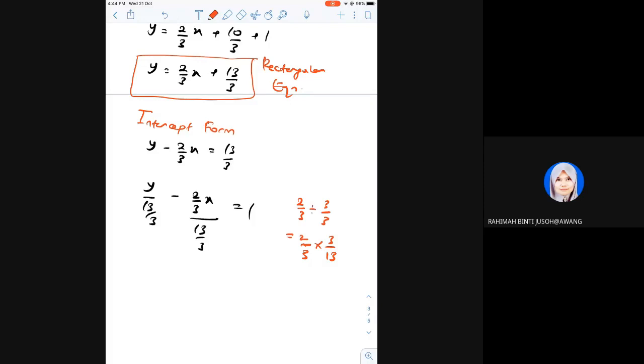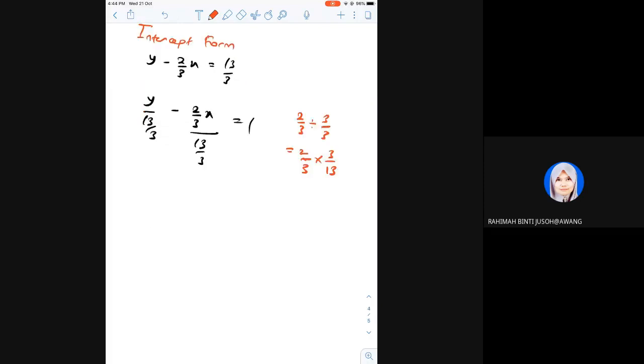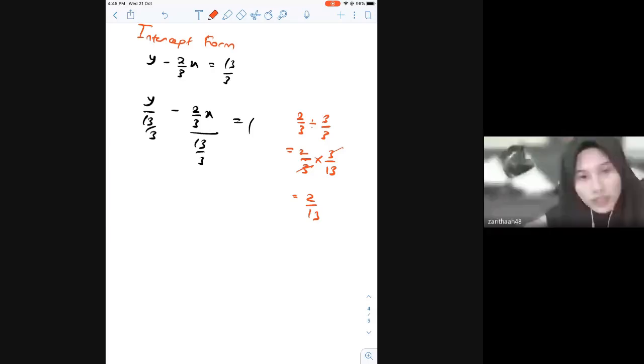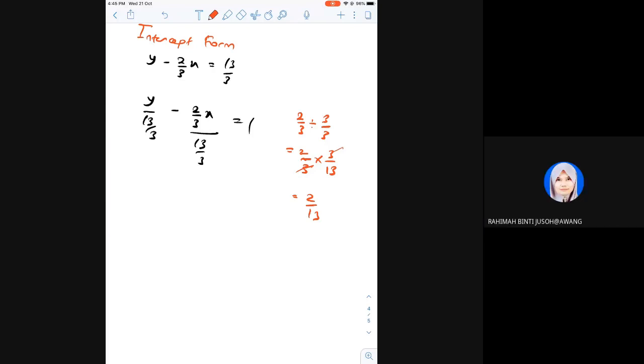Sorry lah guys, saya ni sebenarnya tak biasa sangat guna iPad, tulisan buruk sikit. Kalau kat whiteboard cantik sikit. Okay, so now we can cancel this, right? So we have 2 over 13. Am I right? Agree with me now? Okay, so now kita proceed dekat sini, y over 13 over 3 minus 2 over 13x equals 1.